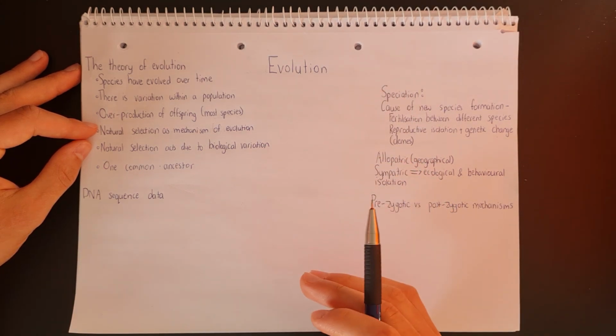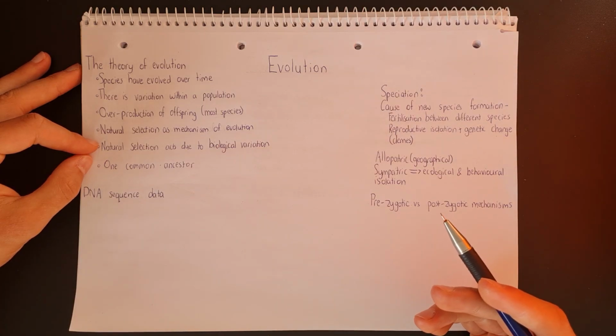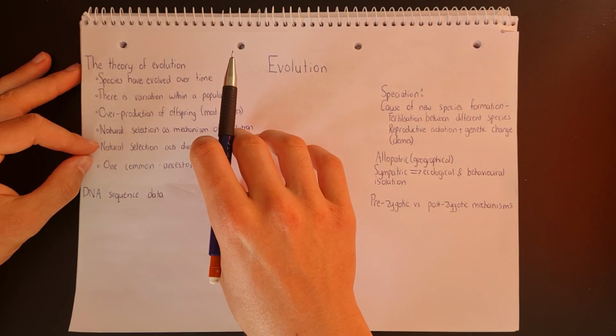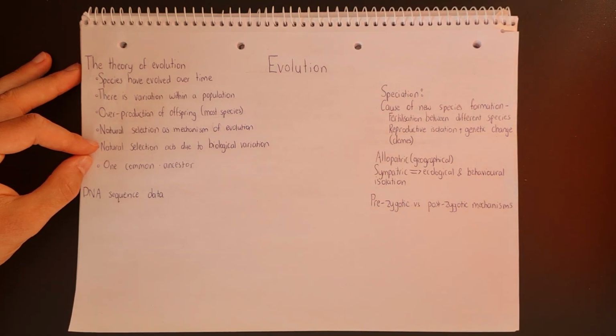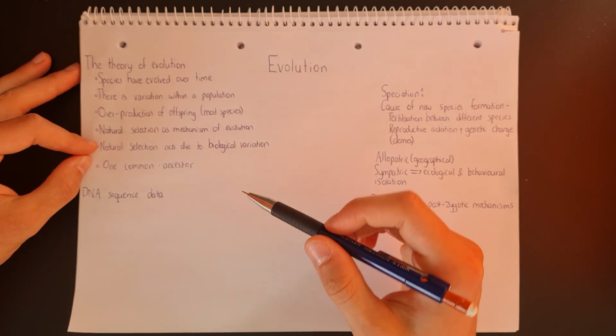So when a selection pressure occurs, what's going to happen is that we are going to have those better adapted individuals surviving against those less favorable allele individuals, right? So in the struggle for survival, those favorable alleles will win.